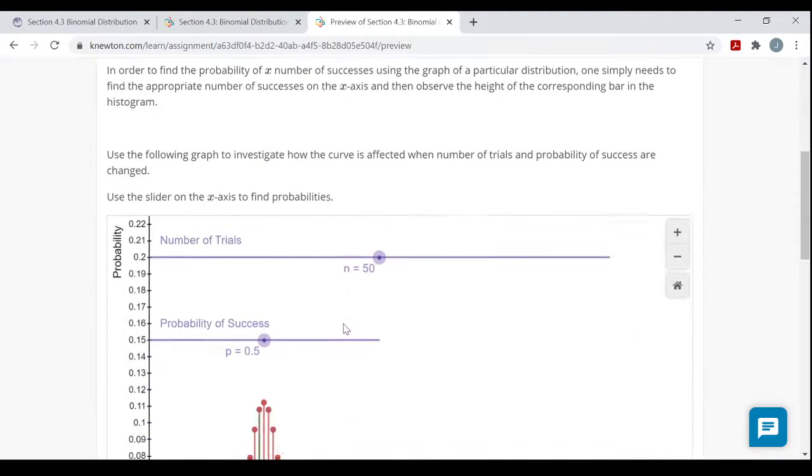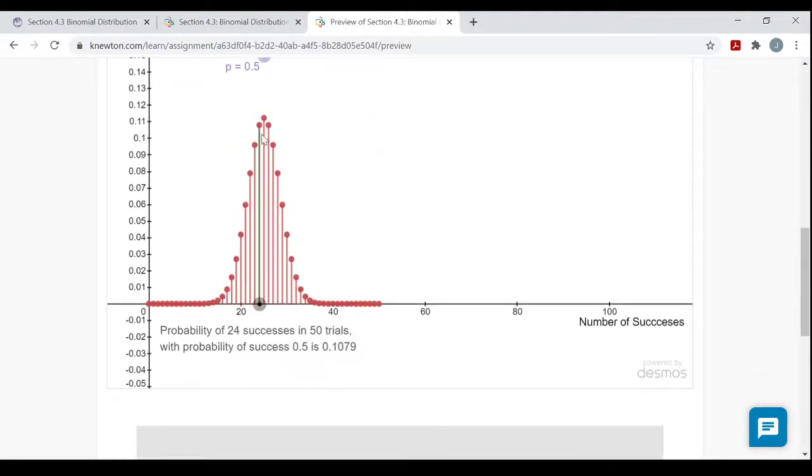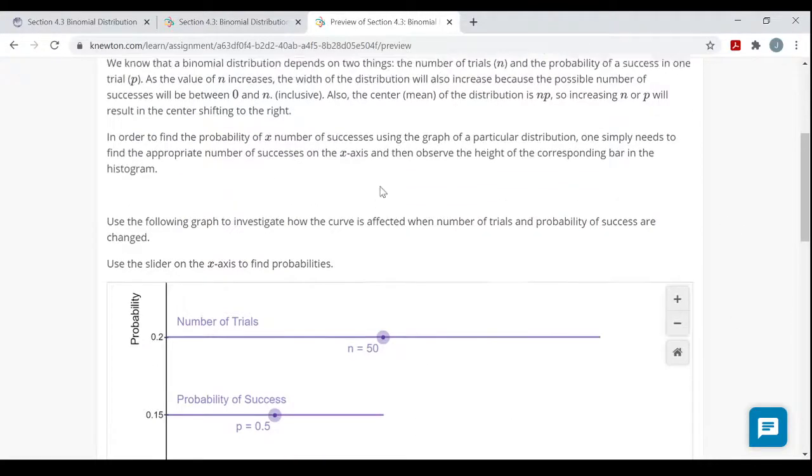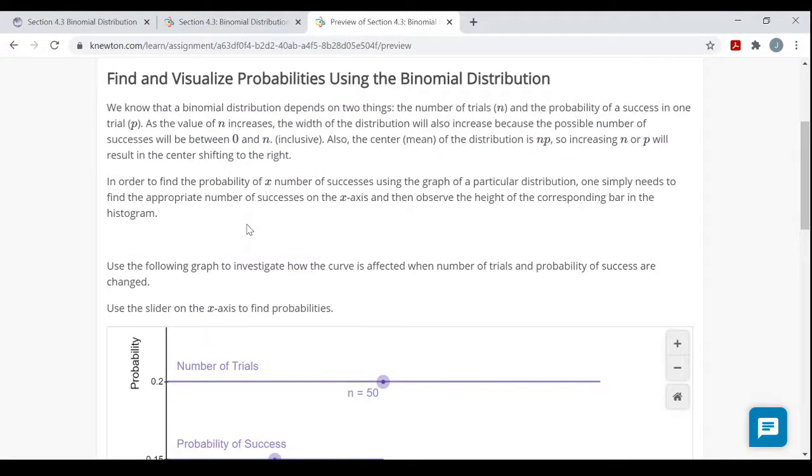So we're going to actually look at some graphs here. It's almost like I said, this could be a histogram, these could be rectangles instead of little sticks. But we're going to see pictures of the distribution. We'll play around with this.